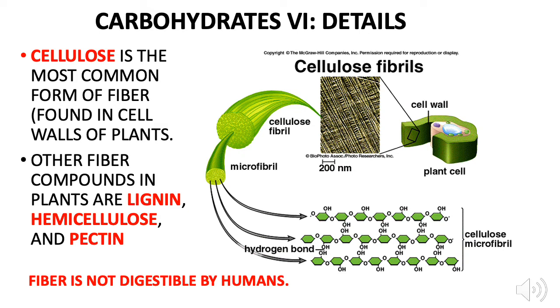energy for those organisms. So, taking a look at a plant, I'm going to realize that cellulose, even though it's the most common form of fiber found in plants, is not the only game in town. Other fiber compounds found in plants are lignin, which is a woody material, and hemicellulose and pectin, which are substances that help glue plant cells together.